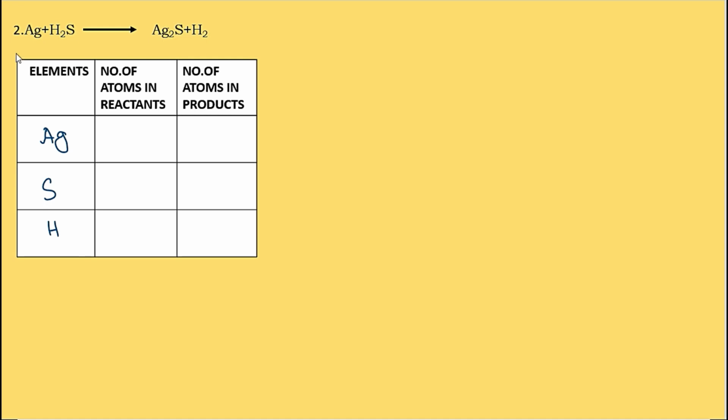Now see here, come to the reactant side. Ag has one atom, sulfur has 1 atom and hydrogen has 2 atoms. Here in the product side, Ag has 2 atoms, sulfur has 1 atom and hydrogen has 2 atoms. Now if we compare the atoms in both these two columns, we see that there is a mismatch in the number of atoms for Ag.